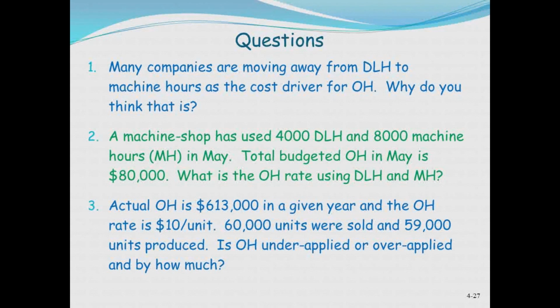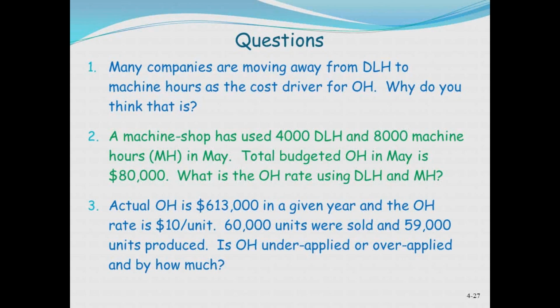Okay, question number 3. So you ask. Yeah, not necessarily. So your actual overhead is $613, and your overhead rate was $10 per unit. You sold 60,000. You produced 59,000. Was it underapplied or overapplied? Well, you did it great. You just used the wrong term at the end.